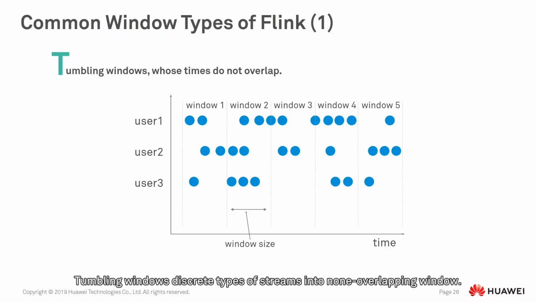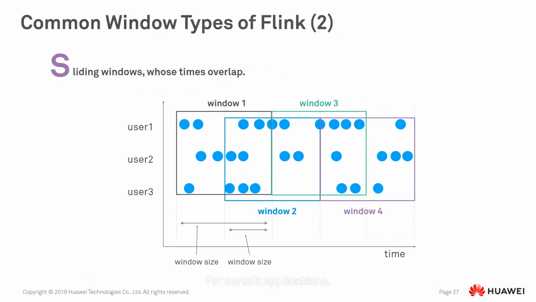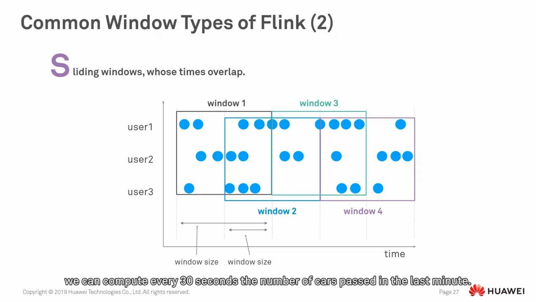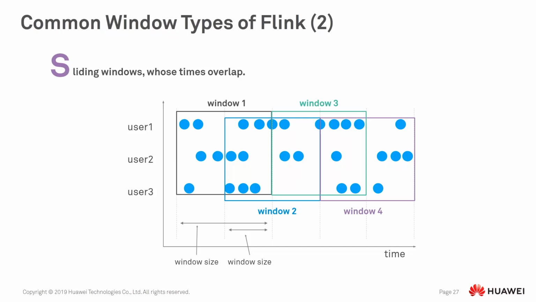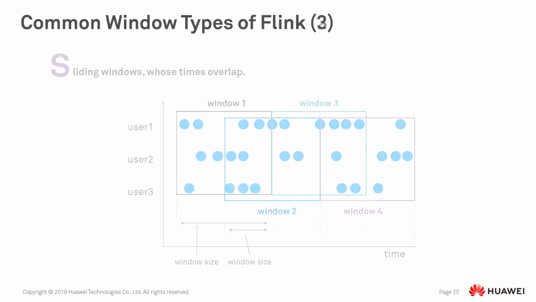Tumbling windows discretize a stream into non-overlapping windows. For certain applications, it's important that windows are not disjunct, because an application might require smooth aggregates. For example, we can compute every 30 seconds the number of cars passed in the last minute. Such windows are called sliding windows, whose time overlaps.